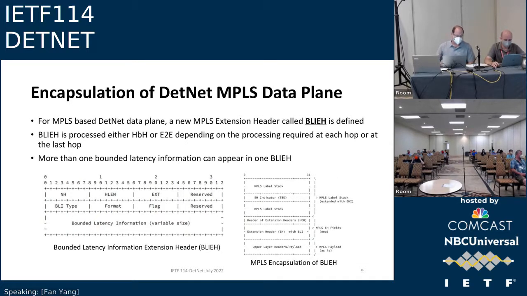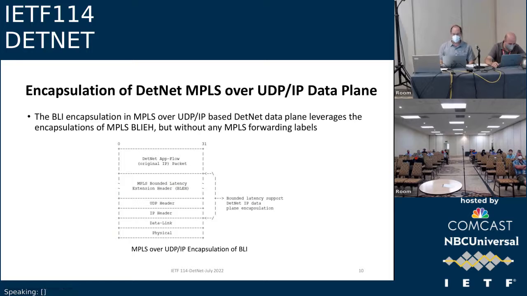Similar to the IPv6-based DetNet data plane, in the MPLS-based DetNet data plane, a new MPLS extension header called the BRI extension header is defined, and the processing behavior and how to use it is very similar to the processing in IPv6. And also this BRI information can be encapsulated in the MPLS over UDP/IP-based DetNet data plane.